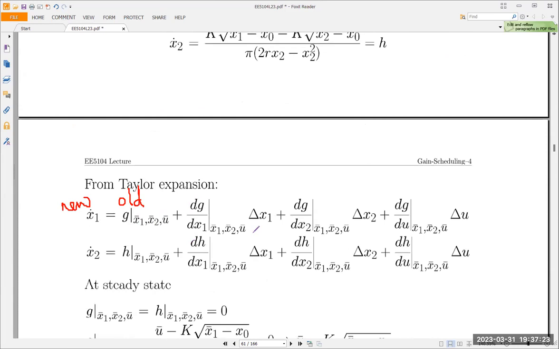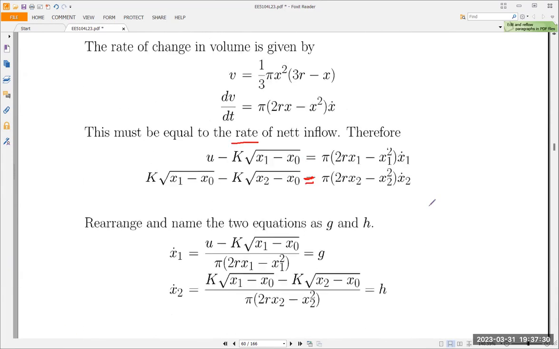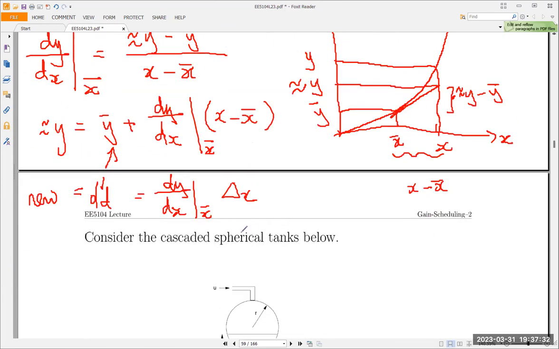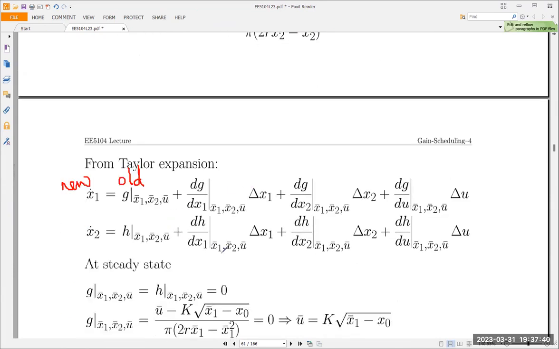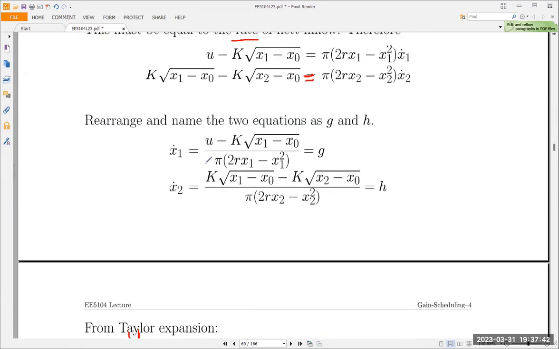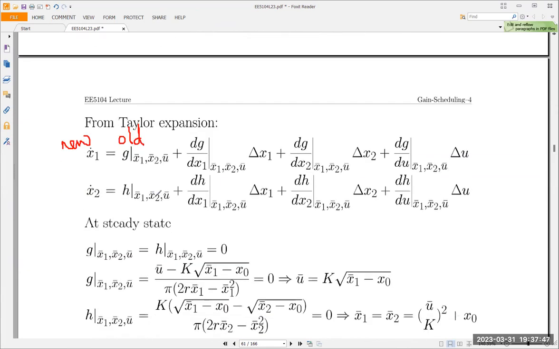dg dx1 times delta x1. Basically now, because you got x1, x2, and u. Last time in secondary school you only got delta x. Okay, it's the same idea, nothing has changed. So you use this and then this to write these two equations, the G equation and the H equation, to find the new G and the new H.